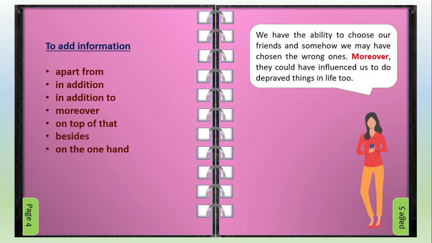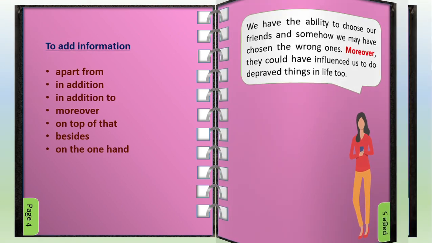Second example, we have the ability to choose our friends and somehow we may have chosen the wrong ones. Moreover, they could have influenced us to do depraved things in life too. So the first sentence is actually talking about we may have chosen the wrong ones. Moreover is the continuation if we chose the wrong one.